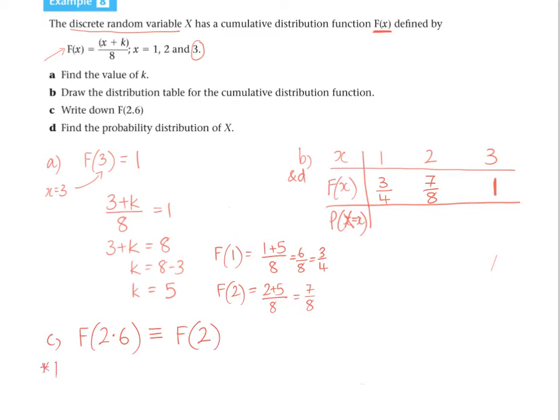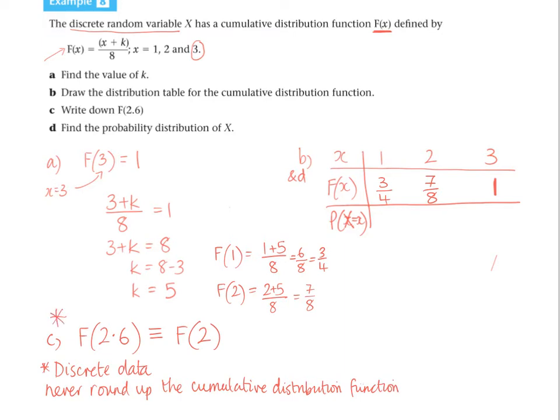So for discrete data, never round up the cumulative distribution function. So that's key. I can guarantee that'll be asked in an exam, because they're testing whether you know what to do with discrete data. So if we look on a table then, f of 2 is this one here. So that's going to be 7/8.